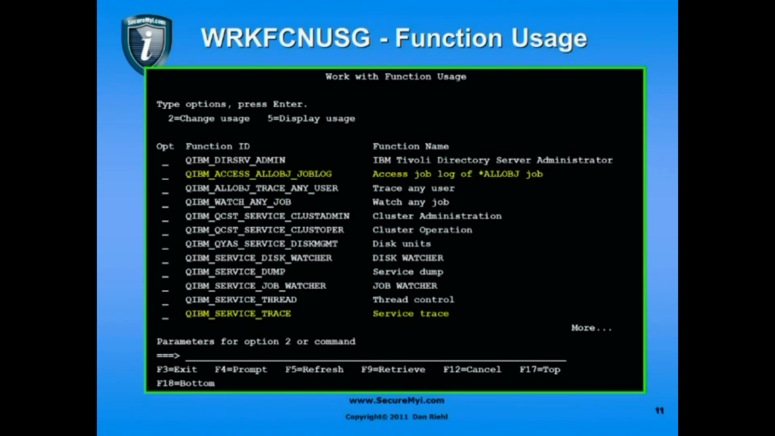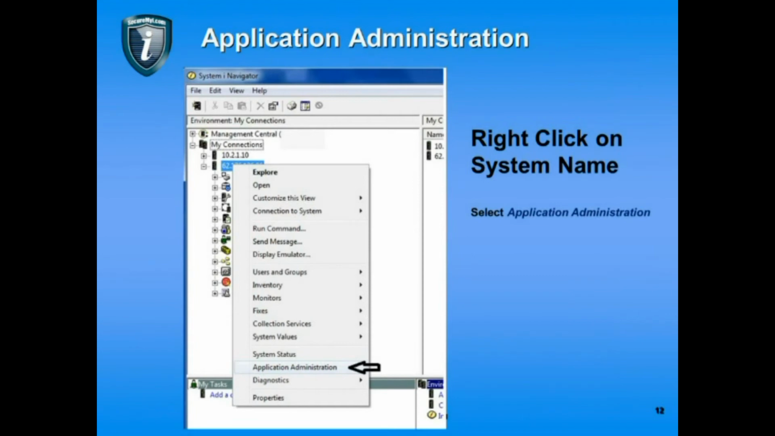There's another one down here listed in yellow that allows a user to do a service trace, and if they don't have service special authority, determines whether they can do a service trace or not. We have many, many other options in here, like disk watcher or cluster management or watch any job. Just on the screen here, there are several dozen of these different functions that are hidden away from public use that you can get to through function usage or through application administration.